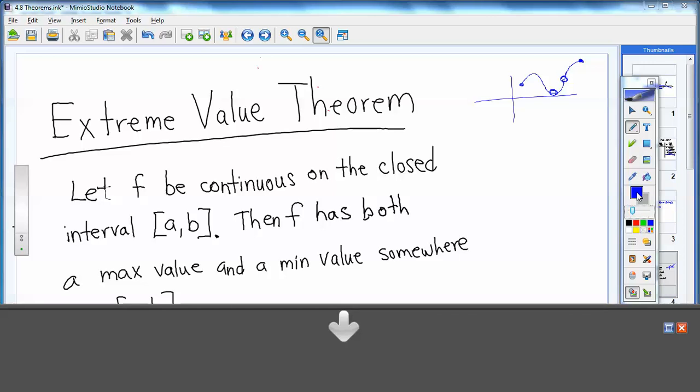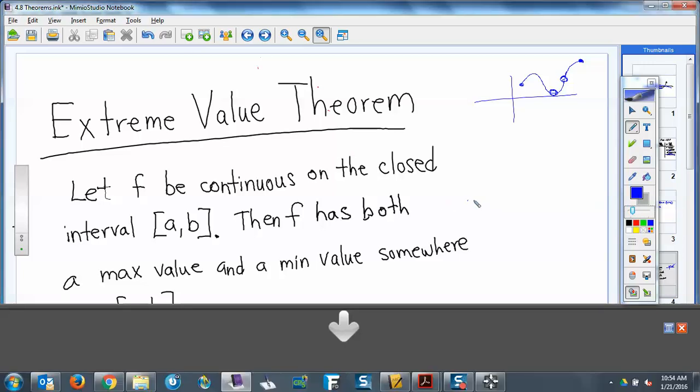2. Are there any littler? No, so 2 is the littlest. So the answer to the question is yes. 2 would be both the max and the min, right? So that wouldn't violate this either, right? It doesn't say they have to be different. All right, so that's that theorem.